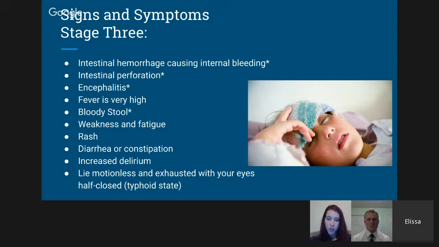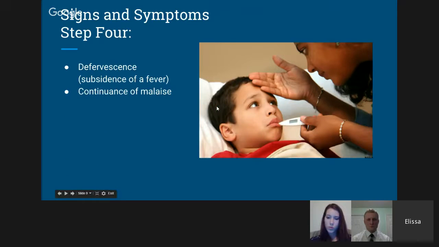The fever at this point is extremely high at around 104 to 105 degrees Fahrenheit, which is a significant difference compared to the average body temperature of 98.6 degrees Fahrenheit. Also, the weakness and fatigue, delirium, and diarrhea and constipation continue. And then stage 4. Stage 4 is where symptoms start to go away. This includes defervescence, which is the subsidence of a high fever. A general ill feeling may continue to occur, but overall the symptoms should subside.